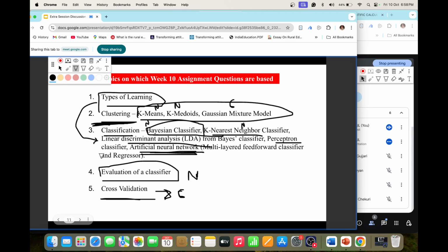Then week 10 is related to your different types of learning. And different types of learning, you have this unsupervised and supervised learning. In unsupervised learning, they have discussed regarding clustering.